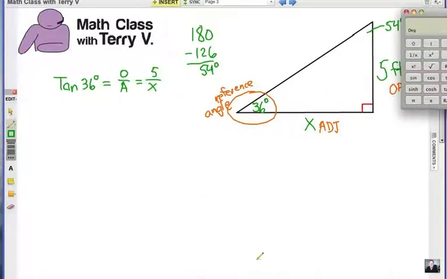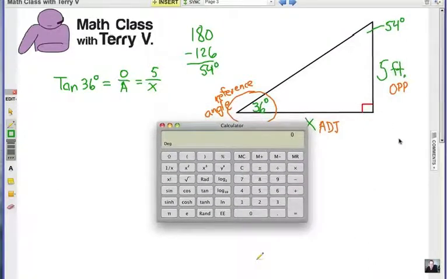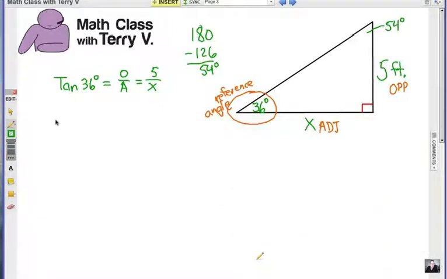Let's take a look at that. All right, on this calculator, I type in the 36 and then I hit tangent. Okay, 0.7265. Usually we write this out to 4 decimal places, equals 5 over x.